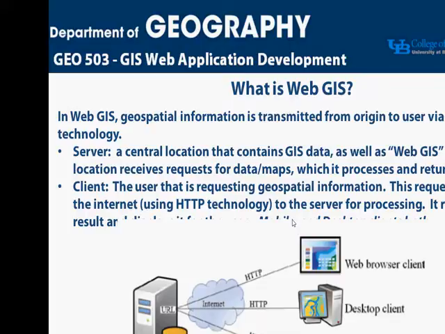So we'll switch gears a little bit and talk about web GIS, also a little bit more specifically, and what that means. In the broadest definition, web GIS is the transfer or transmission of geospatial information from an origin somewhere to a user across the internet. So we're using this internet we've been talking about to deliver GIS or geographic content. In short, that's web GIS.